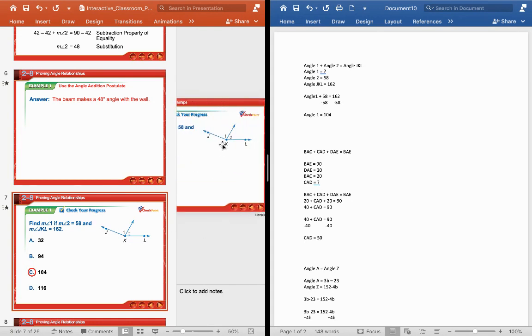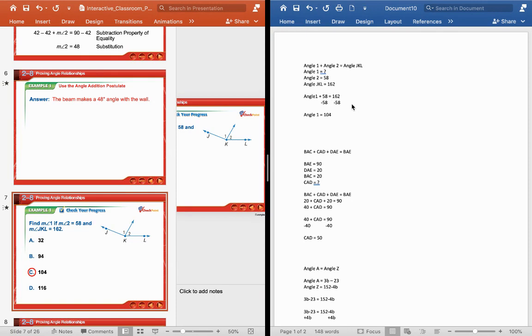We know angle 2 is 58 degrees. We don't know angle 1, so we need to find the measure of angle 1. That's why there's a question mark in there. We know JKL is 162. And we know, again, if we add 1 and 2 together, we get JKL. So I write that equation: angle 1 plus angle 2 equals angle JKL. And then I sub in what I have. I know angle 2 is 58, so I put a 58 in there. I know JKL is 162, so I put a 162 in there. Angle 1 plus 58 equals 162.